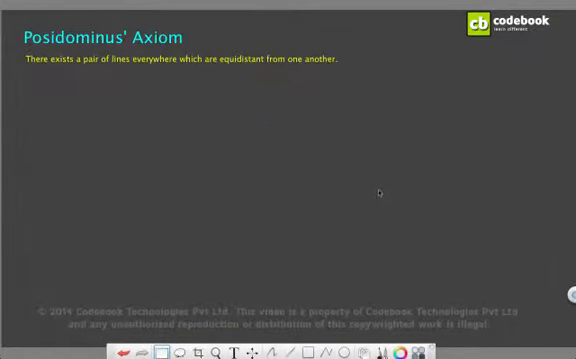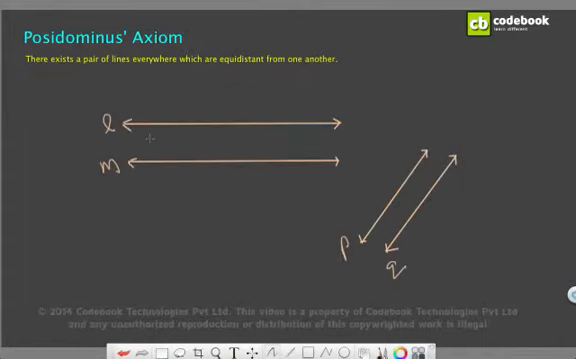Posidonius also came up with an axiom which is equivalent to Euclid's fifth postulate. What Posidonius stated was, there exists a pair of lines everywhere which are equidistant from one another. So if there is a line segment L, then there is always a line segment M which is equidistant from L everywhere. Similarly, for another set of lines, if there is a line segment P of this sort, you will always find one more line segment which is equidistant everywhere from it. In this case, that is Q.